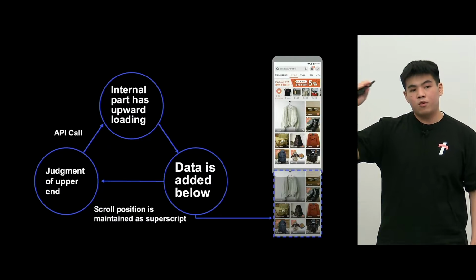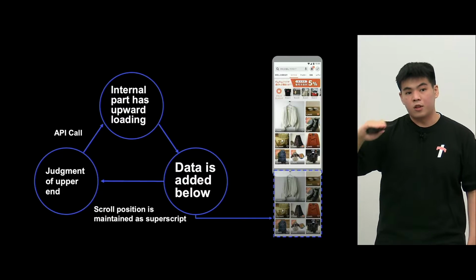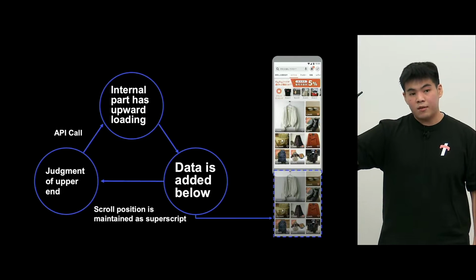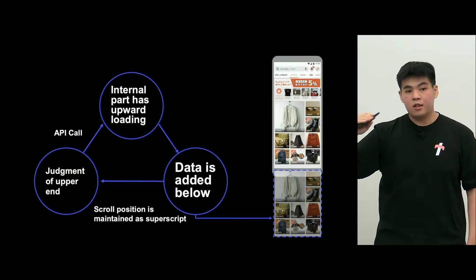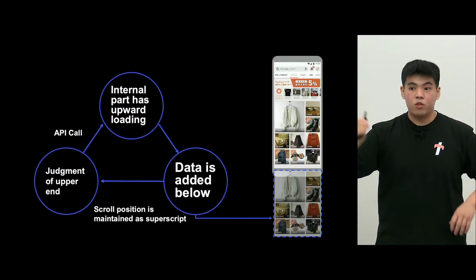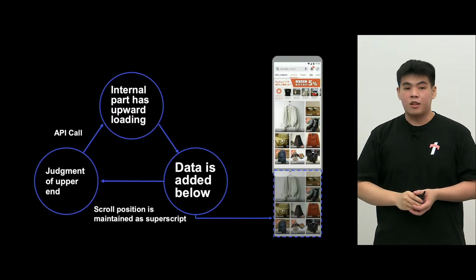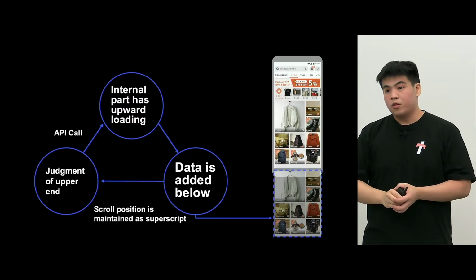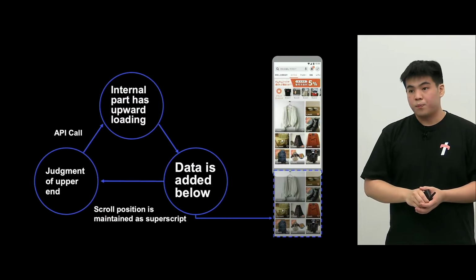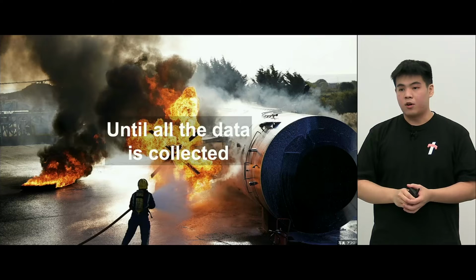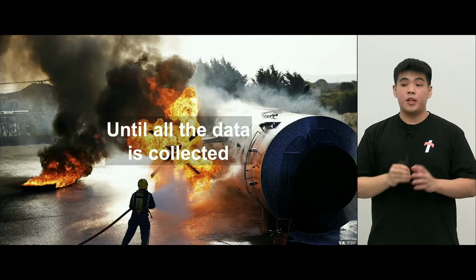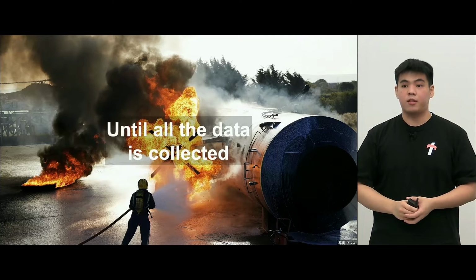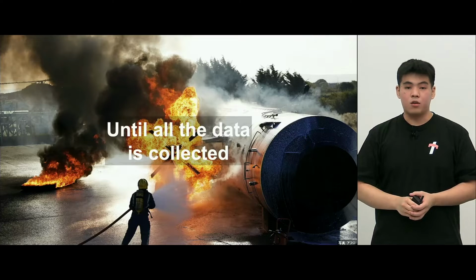So the API calls, and it turns out that not the top, but the bottom, there was data being added, and there is no judgment, so that is why it keeps on adding the data. So until when will this continue? Until all the data is collected, the API will be called.